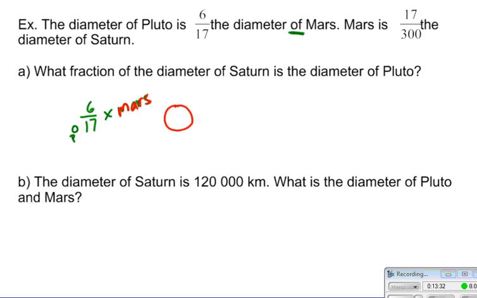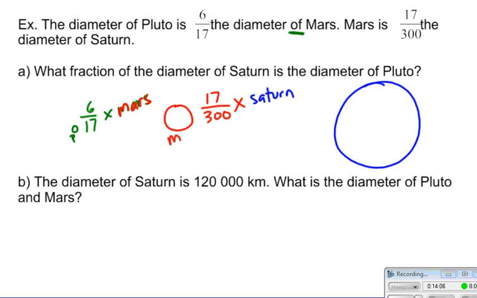And we said that the diameter of Mars is 17/300 the diameter of Saturn. So I guess Saturn's in blue. Okay? So then we want to know what fraction of the diameter of Saturn is the diameter of Pluto. This is Saturn.